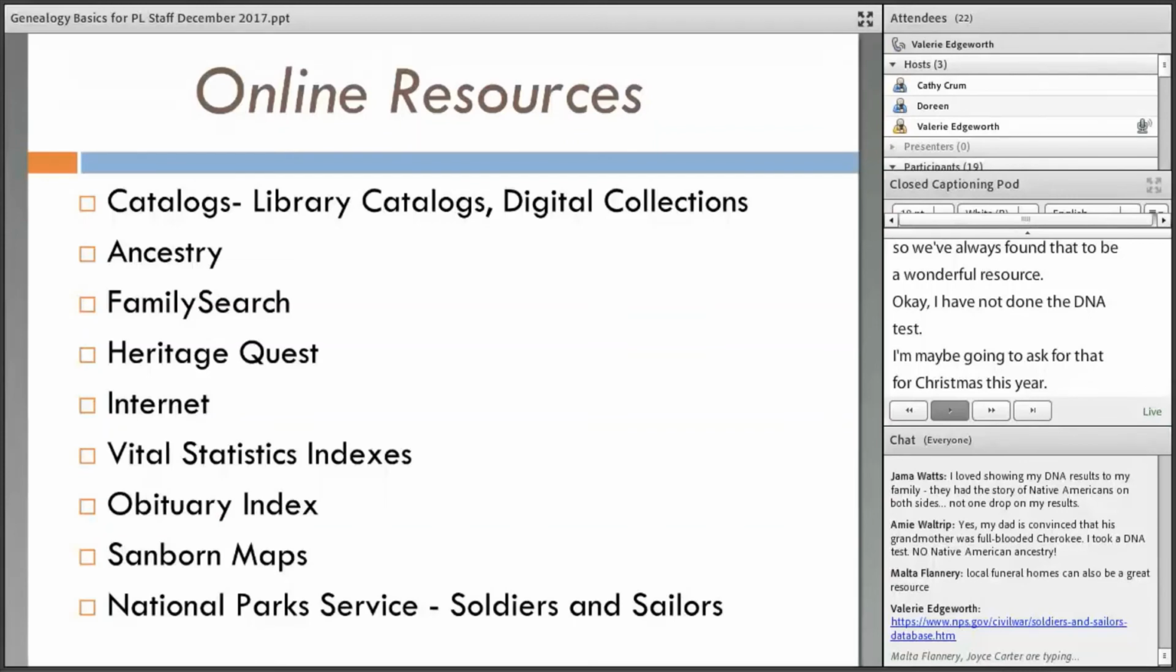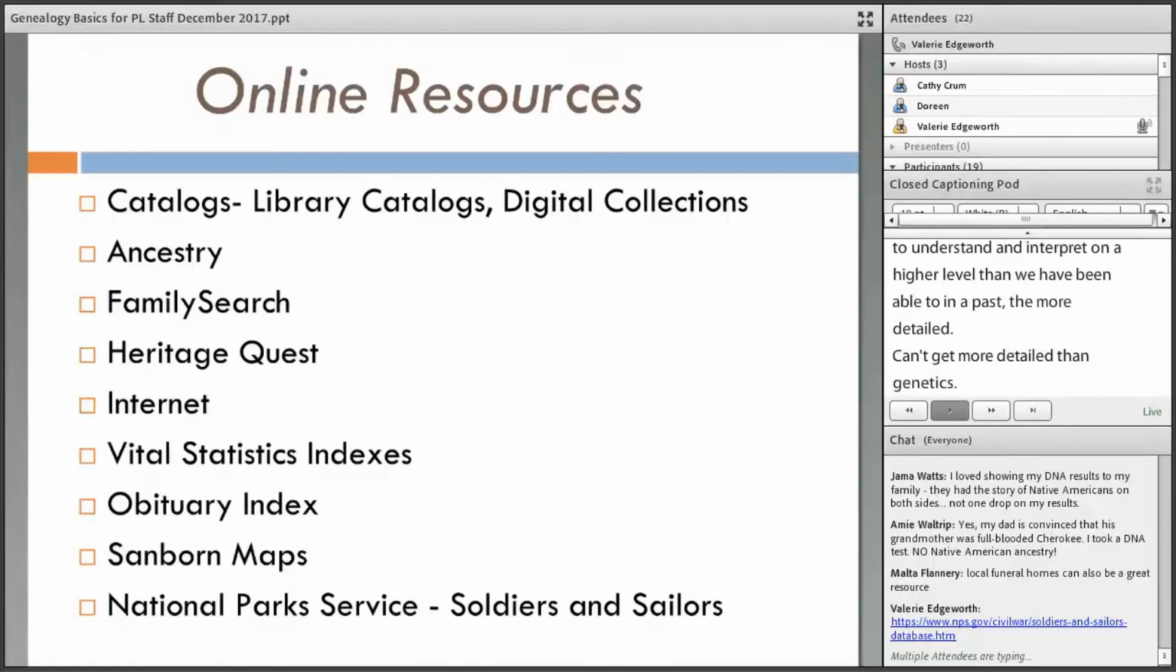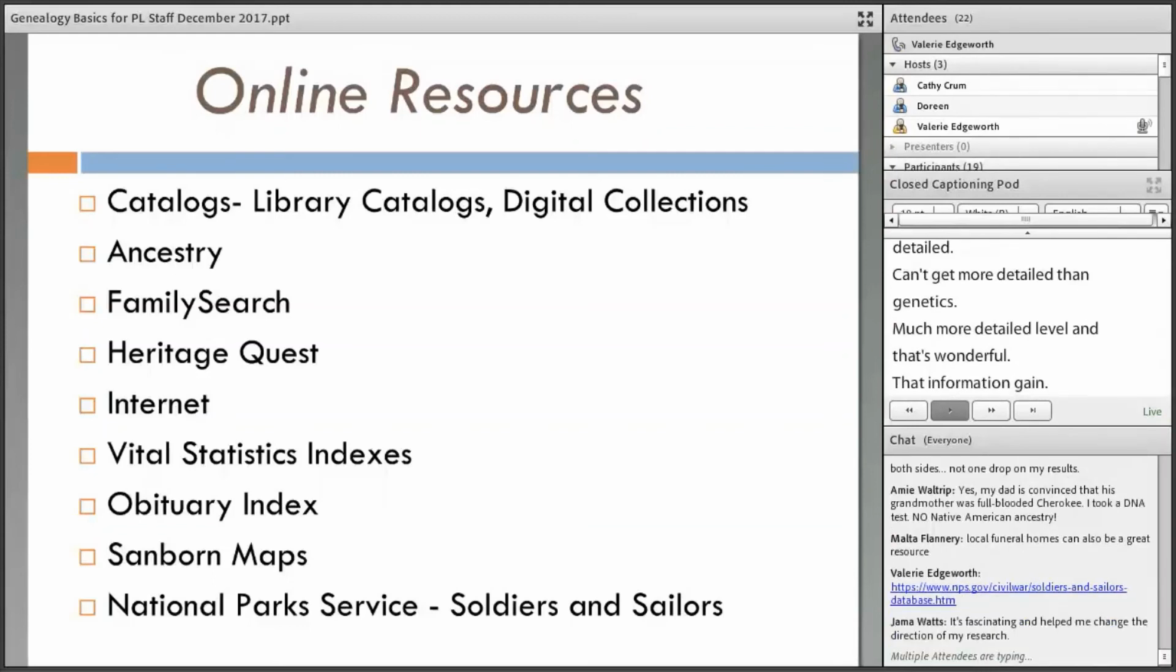Okay, that's interesting. And then, yes, Amy, again, folklore is important, but again, these DNA tests, I don't know much about them yet, but they are starting to help us understand and interpret things a little bit more on a higher level than we've been able to in the past. You can't get more detailed than genetics, a much, much more detailed level. That's wonderful. So, yeah, that information, again, you kind of have to soften the blow sometimes because people know it's the way it was. That's the way I've been told. So it's hard. Oh, good, Jamma. That's the perfect example. It's helped me change the direction of my research. That's wonderful.